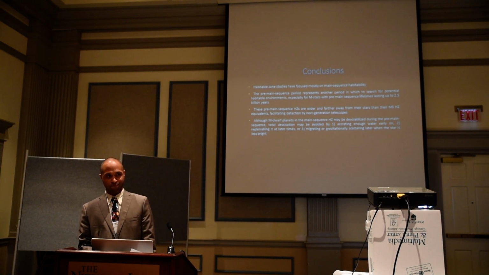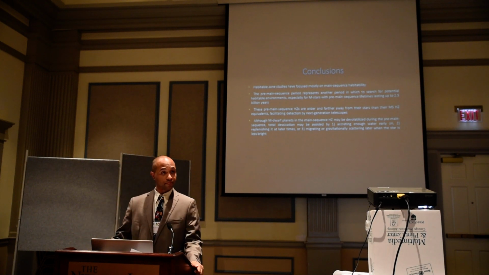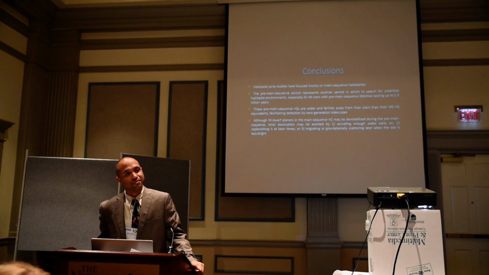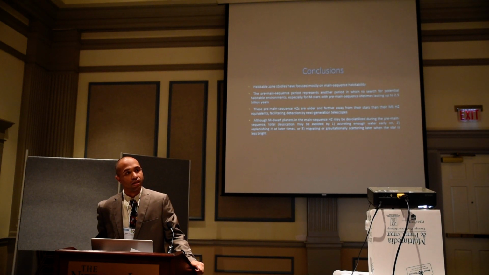I'm not sure how much it matters for the temperature calculations, but can you comment on how the higher activity of pre-main sequence M stars affects the habitable zone boundaries?